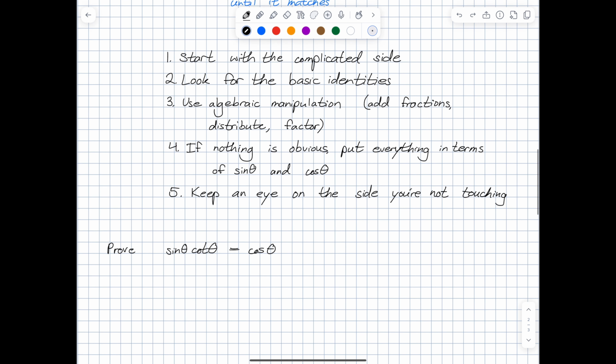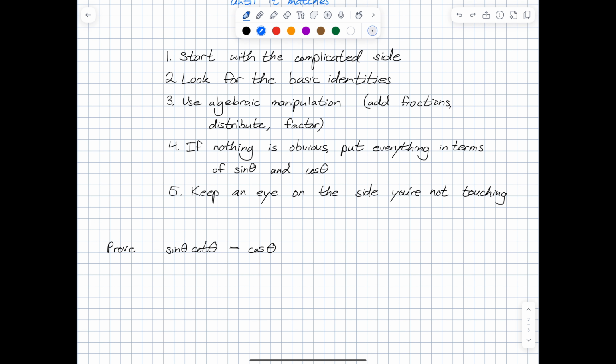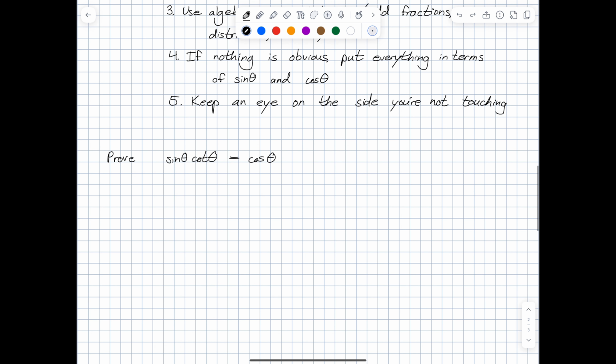If you remember them, there's a ratio identity. Cotangent is equal to cosine over sine. And that also is strategy 4. It will put it in terms of sine and cosine. So I'm going to swap out cotangent, and I'm going to write sine multiplied by cosine over sine.